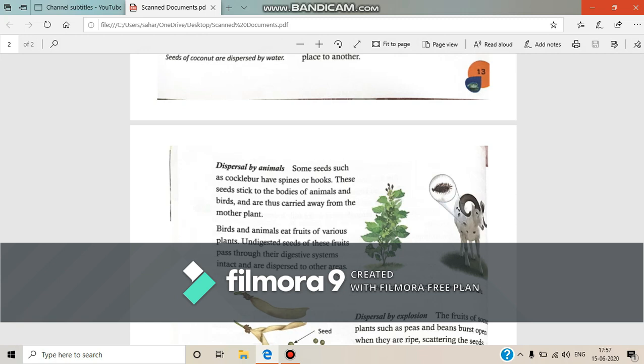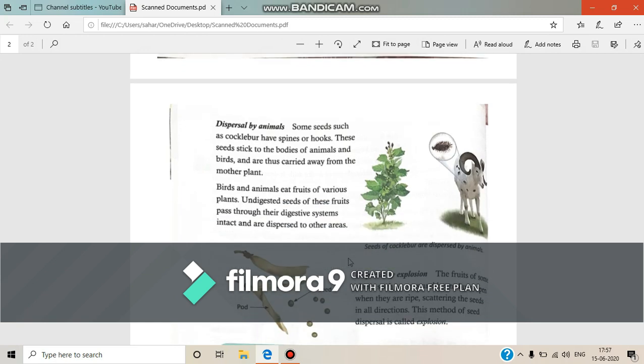Now, animals and we humans, we love to eat fruit. After eating fruit, we just throw the seed. So, wherever the seeds fall into the soil, if it gets the right conditions to germinate, it will grow into a new plant. So this is a very simple way of seed dispersal by animals.